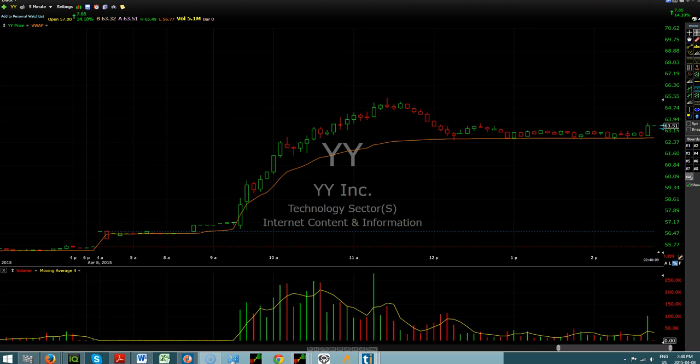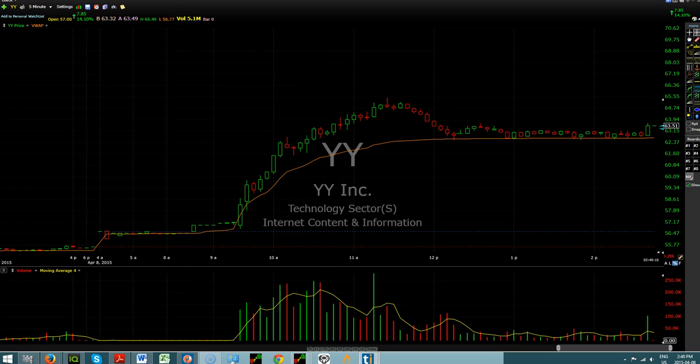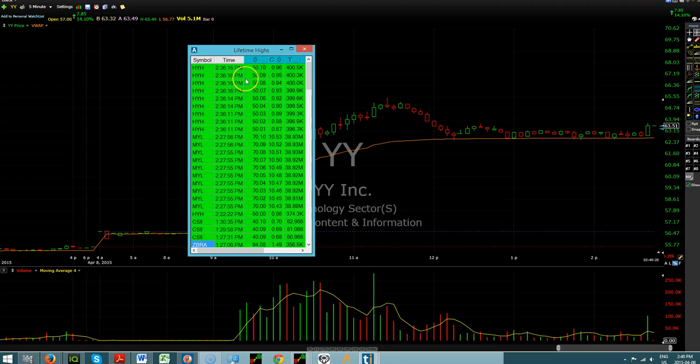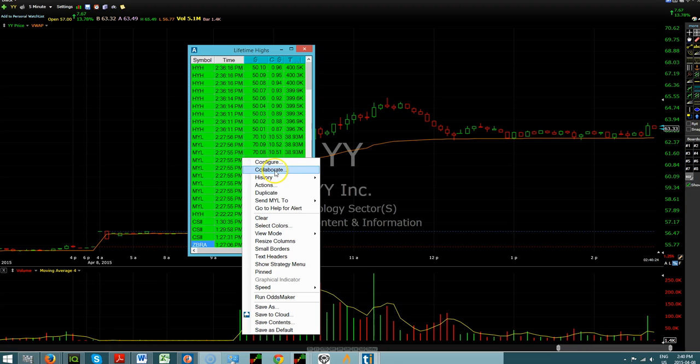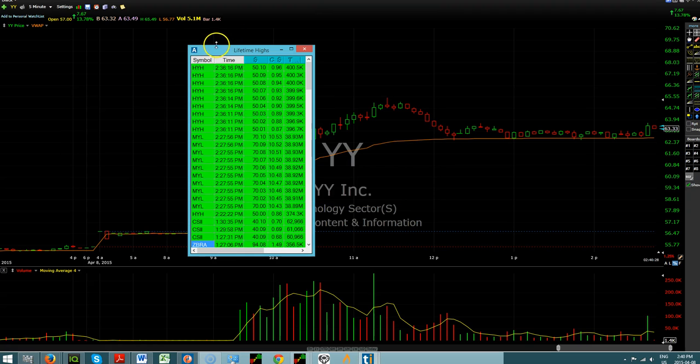Somebody was asking me, how do I put all these strategies in here? You know what? I'll just do it quickly. If you want to hang on, I'll just do it very quickly. Basically, what you do is this. Here's a strategy on my alert window. So you right-click it, you go collaborate, and then you copy all. All right. So that's the first step.